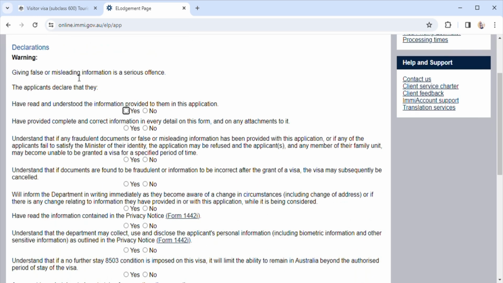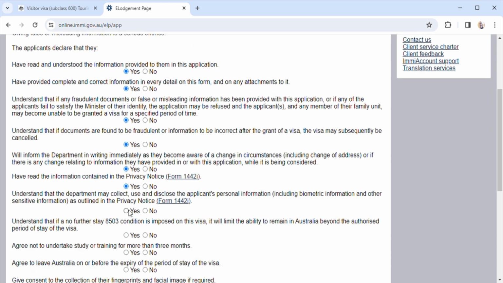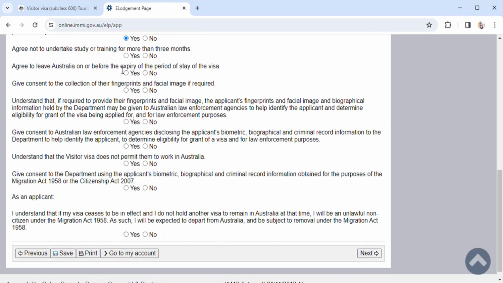Giving false or misleading information is a serious offense. Okay. Have you read and understood the terms and conditions? Yes, yes, yes. Agree to understand. I agree not to undertake study. Yes. Give consent. Yes. Understand that the visa officer does not copy. Yes. Give consent. Yes. Understand that this visa cases. Yes. Then you say next.